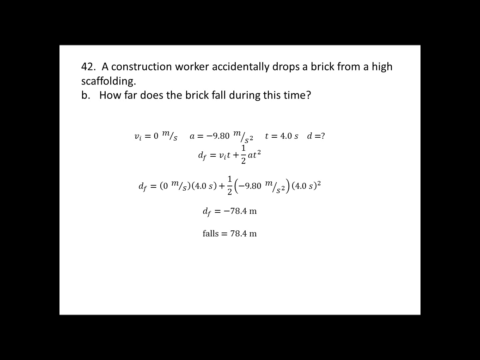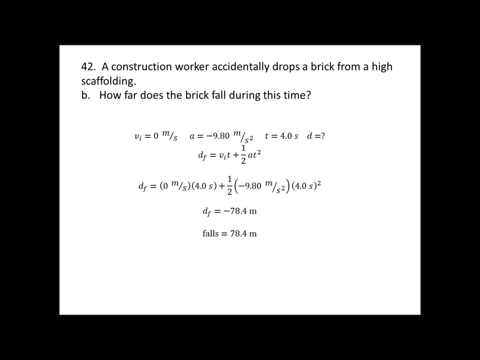Again, I know that my VI is 0, my acceleration is negative 9.80, and my time is 4 seconds. I'm going to use my displacement equation. Now you'll notice there's no DI in this equation. That's because I'm going to go ahead and let DI be 0. When the brick first drops, it hasn't fallen anywhere yet. So, plugging in my VI is 0, my acceleration is negative 9.80, and my time is 4 seconds, I get that my final displacement is negative 78.4 meters.